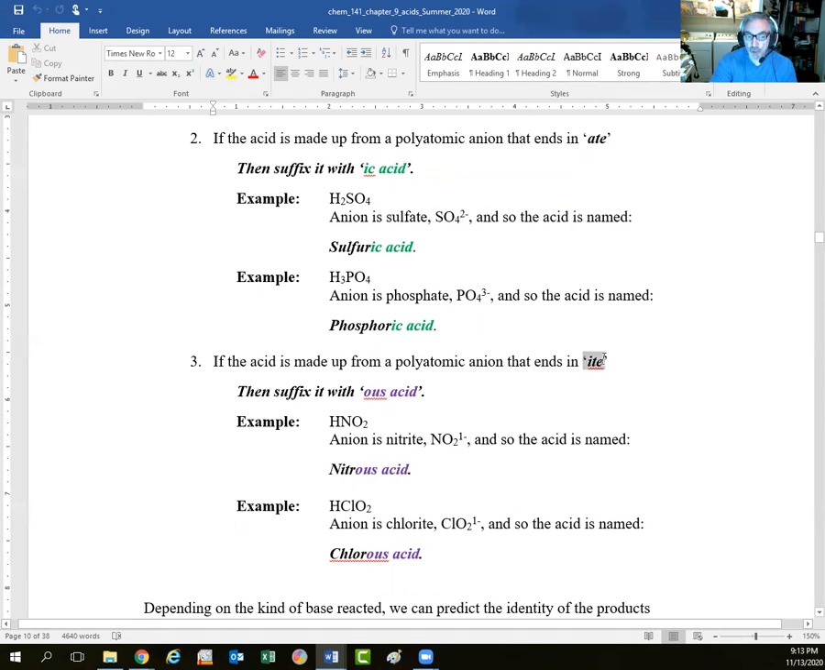Finally, if the polyatomic in the formula would have an ITE ending, like NO2, which is nitrite, or ClO2, which is chlorite, we'll base the name of the acid on that polyatomic ion, but we'll take off the ITE ending and change it to ous acid. So with nitrite, we'll make it nitrous acid. With chlorite, we'll make it chlorous acid. Again, revising and looking back at the table of polyatomic ions from chapter 3 would be a good idea.